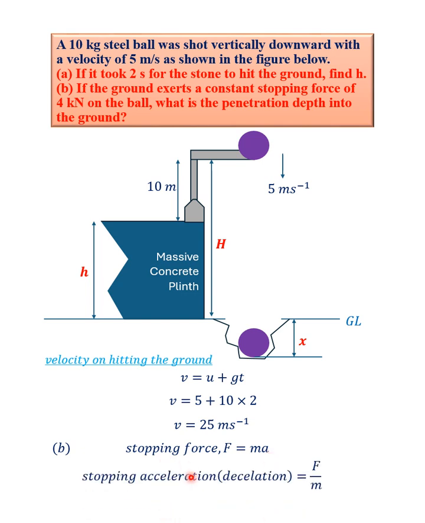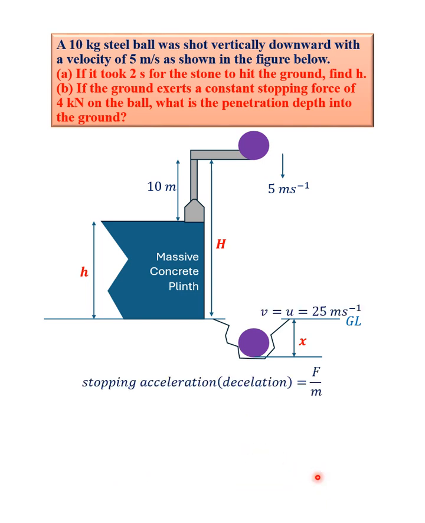So the stopping acceleration, which we also describe as the deceleration, because the ball is stopping on hitting the ground, it is stopping gradually. So it is a deceleration, will be equal to force divided by mass when we divide both sides by m. Let's move to the next page. So we have force divided by m, putting in values. 4 kilonewton is the same thing as 4,000 newton divided by the mass 10 kg. Divided by 10 will give us 400 meters per second square. So this is the deceleration on the ball from this point to this point.